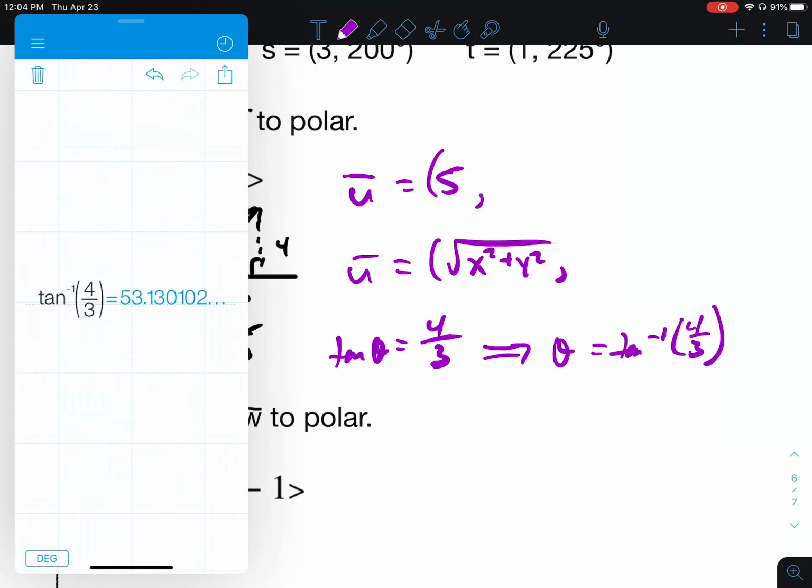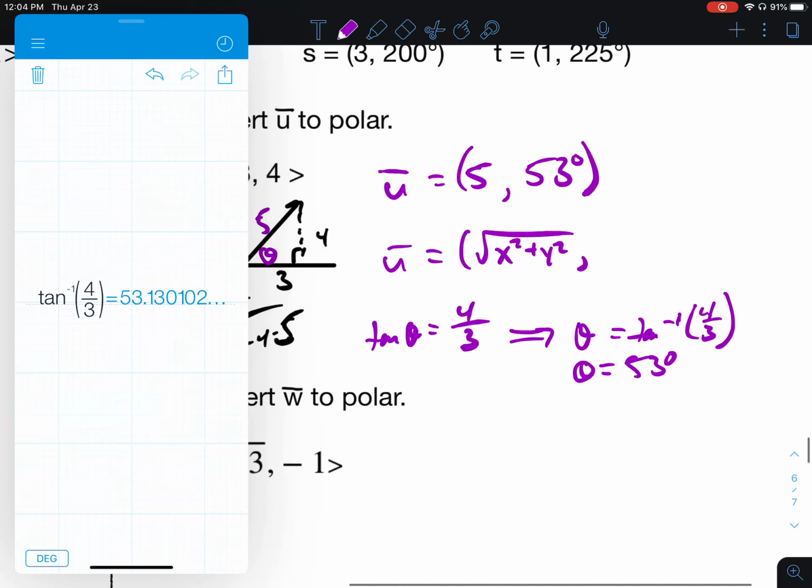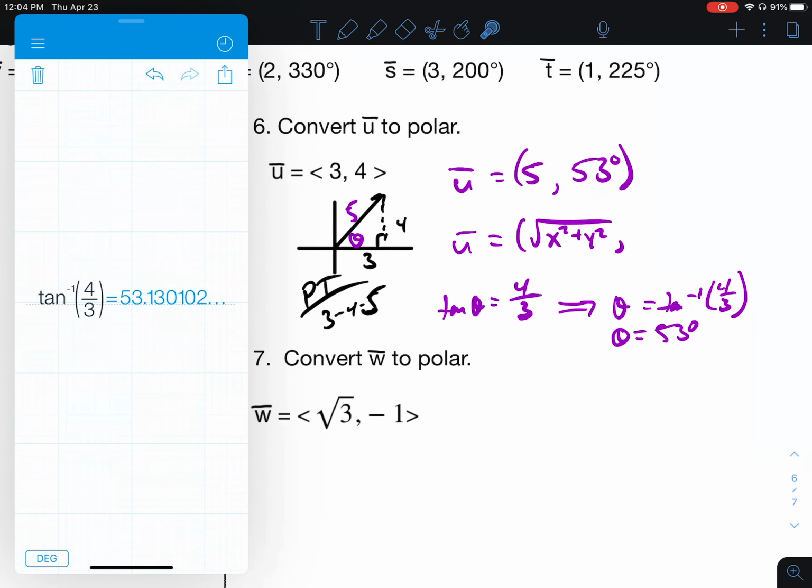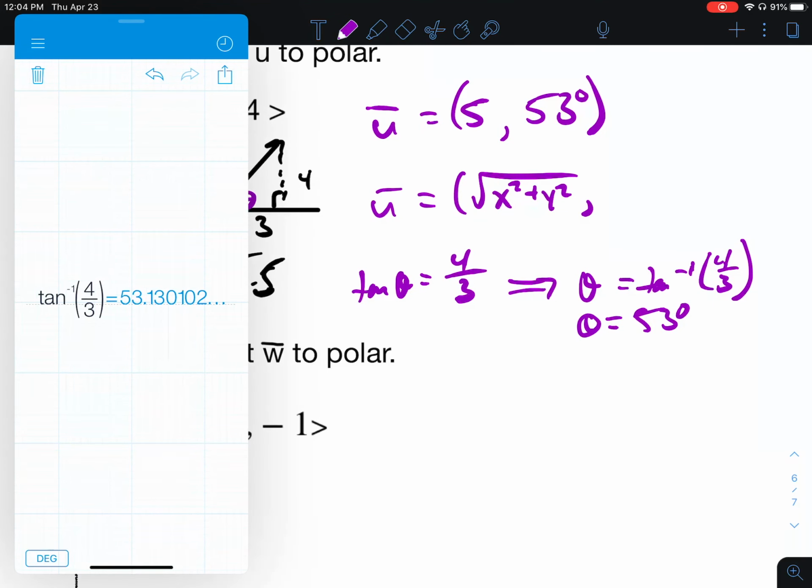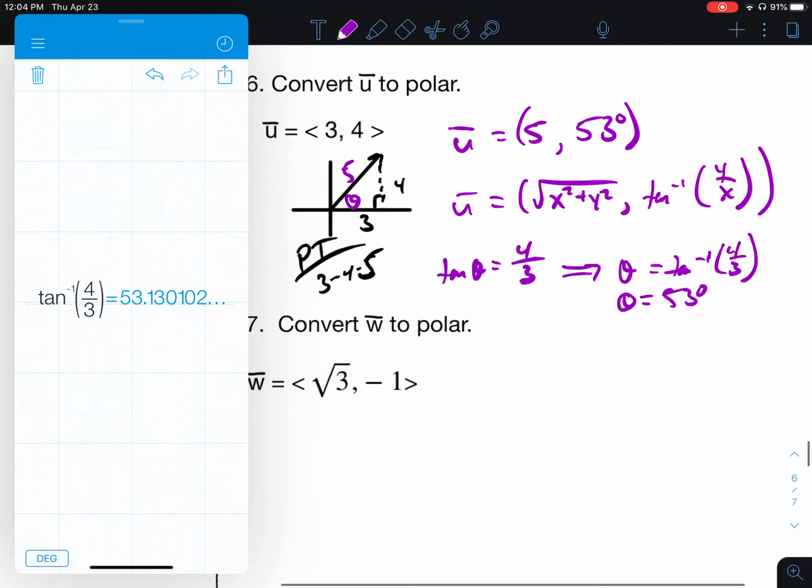is about 53 degrees. So this vector that goes 3 right and 4 up could also be thought of having a magnitude of 5 and a direction of 53 degrees in the counterclockwise direction. Generically, this over here would be tangent inverse of y over x, if you wanted a generic formula for this.